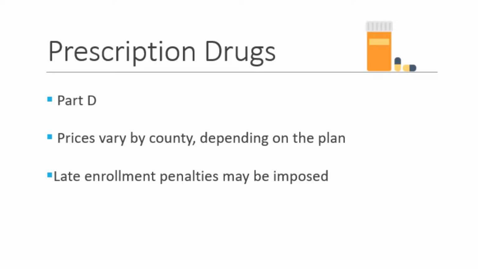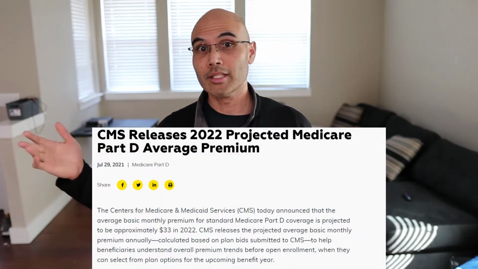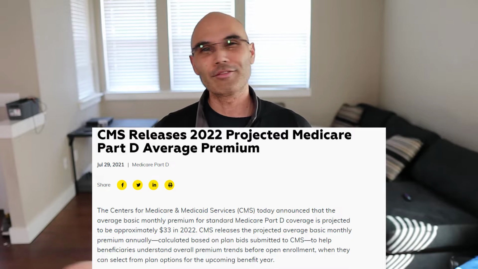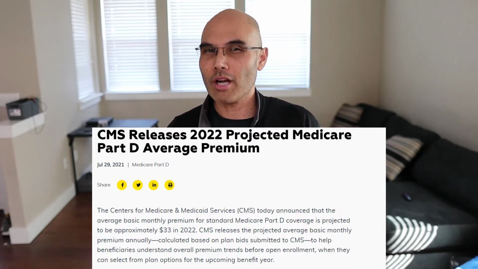Also, if you have a Part D penalty because you enrolled late, that penalty will follow you no matter which Part D plan you sign up for. And it's not based on the price of the Part D plan you sign up for. It's actually based off the national Part D average. And that changes, of course, every year. So it makes it a little bit more complicated.